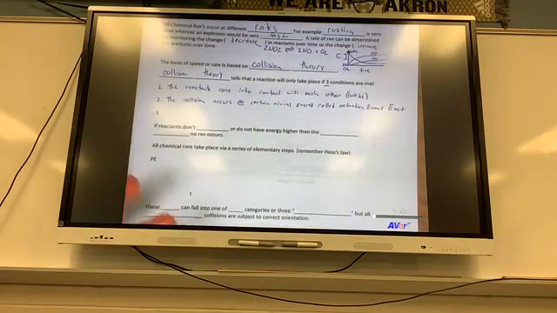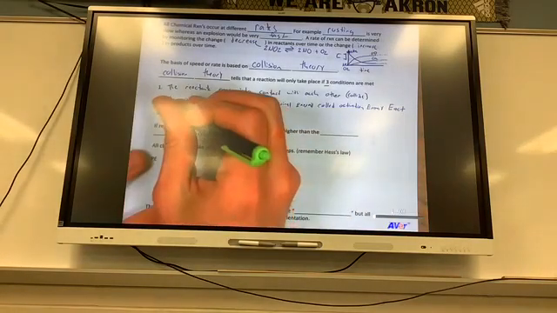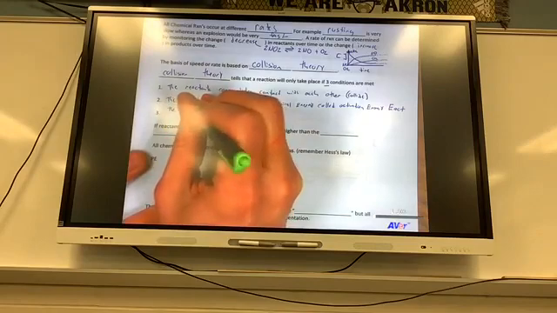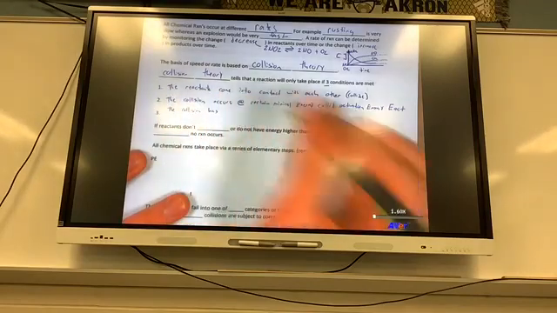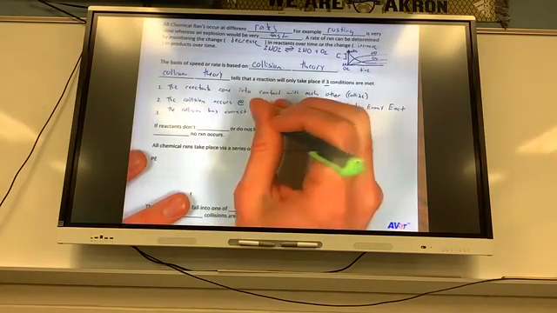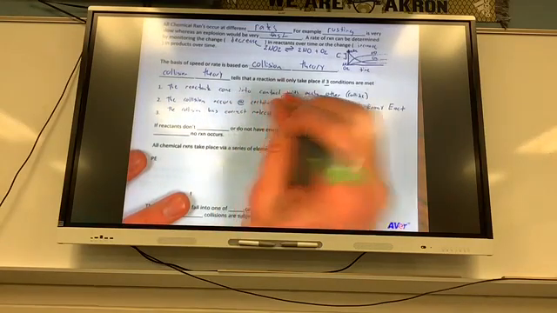Number three, the last thing, is the collision has correct molecular orientation.